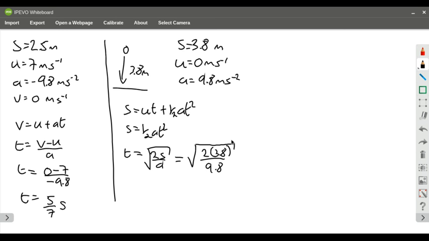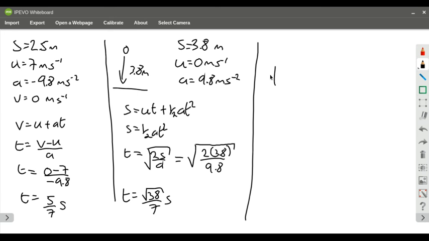All right, so square root of 2 times 3.8 divided by 9.8. That gives me a certain answer. I'm just going to write it in here. So the time on the way back down is root 38 over 7 seconds.